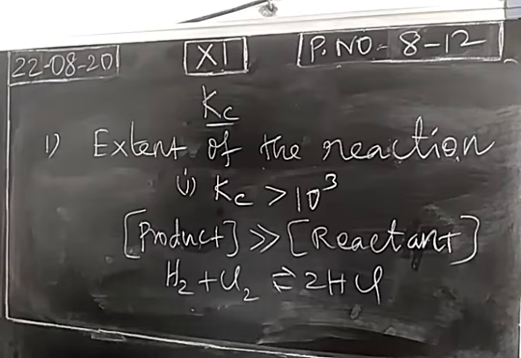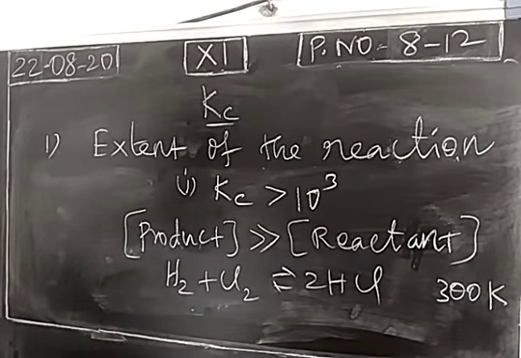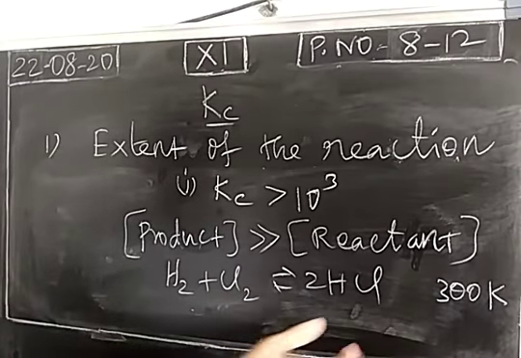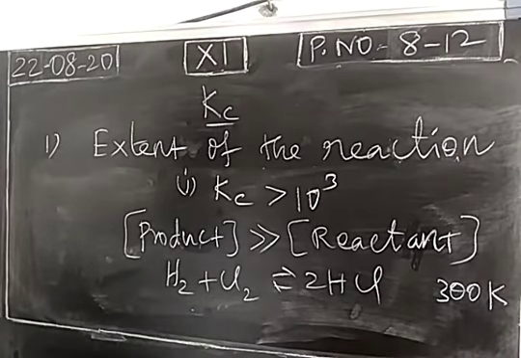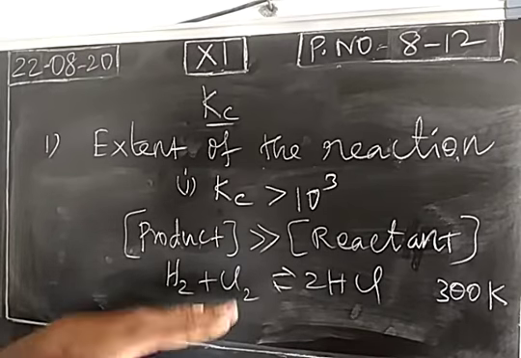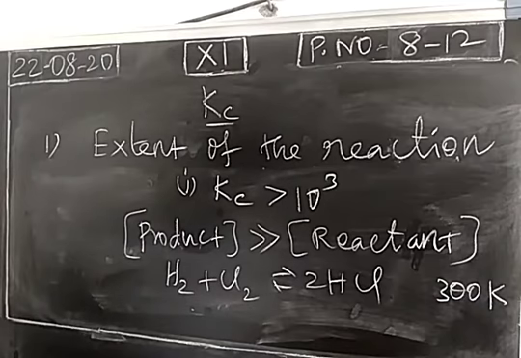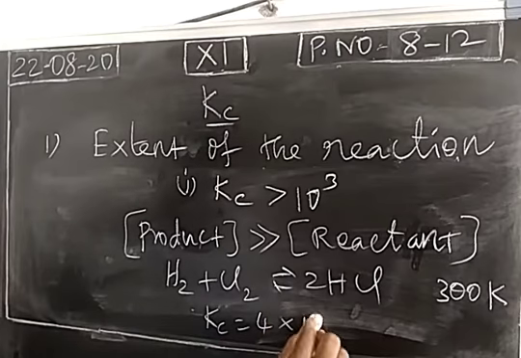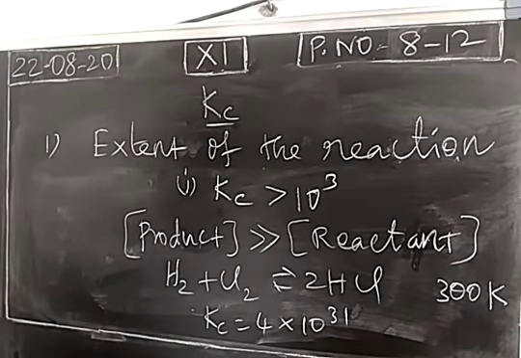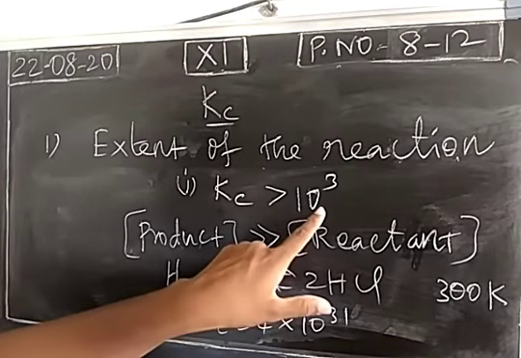So this is at a temperature of 300 Kelvin. At 300 Kelvin, equilibrium is reached. We mix hydrogen and chlorine gases to produce hydrogen chloride gas at 300 Kelvin. We measure the equilibrium constant as 4 into 10 power 31. So for the formation of hydrogen chloride at 300 Kelvin, we have measured the equilibrium constant Kc value as 4 into 10 power 31. Now the value is more than 10 power 3.